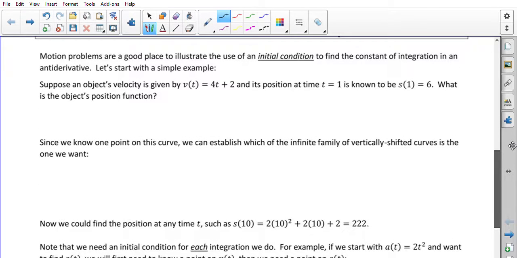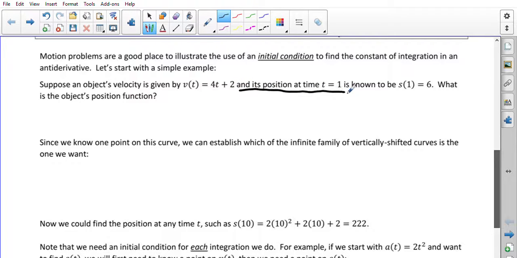Okay, so it says here, motion problems are a good place to illustrate the use of an initial condition to find the constant of integration in an antiderivative. So let's start with a simple example. Up till now, we've pretty much just been putting in this plus c and saying that's going to be some constant, could be anything, and it kind of depends on more information. So this is going to be a good place to illustrate what we mean by that and how we would actually calculate that.